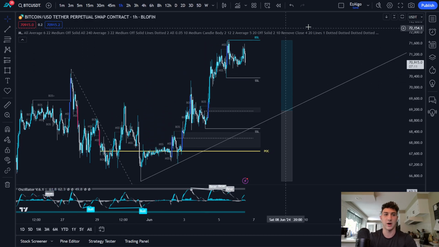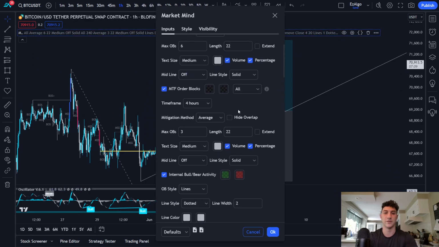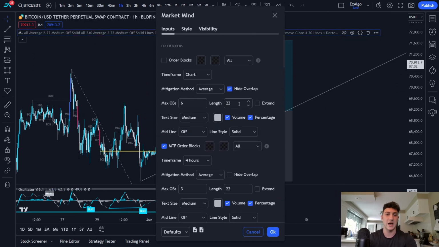And I'll explain why in just one second when we jump into the other confluences. Very, very clean. We do have a lot of customization as well. For example, the mitigation method, that is when an order block is now invalid, right? So for me, I trade the average of the order block. So once price tags into the 50% level of the order block, to me, that's an invalid order block. I can't use that again, right?